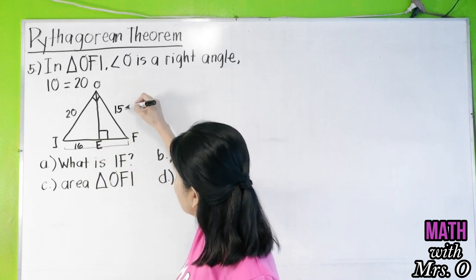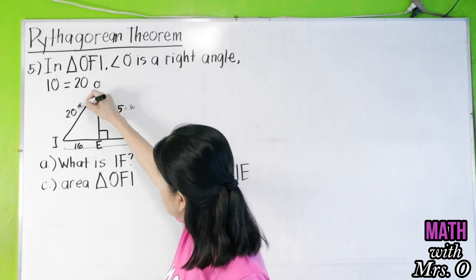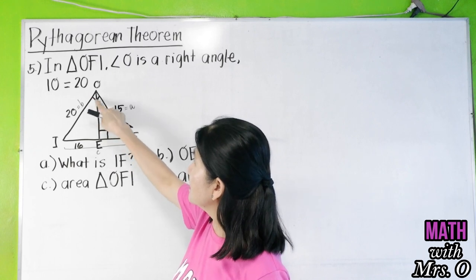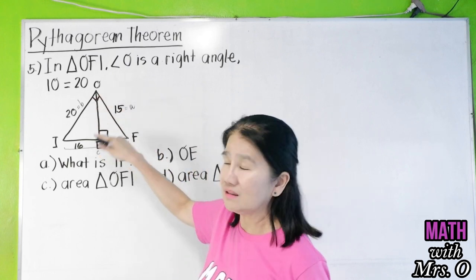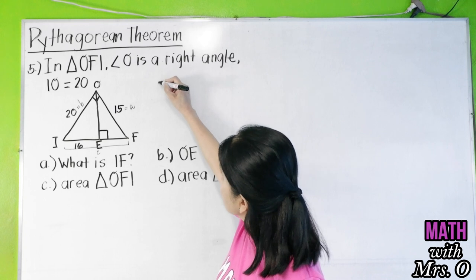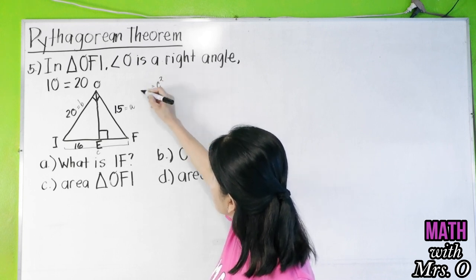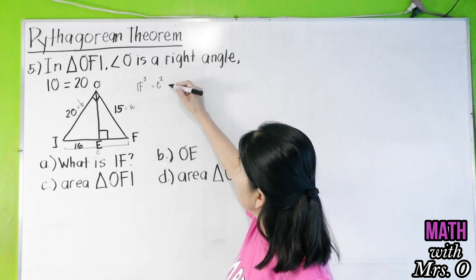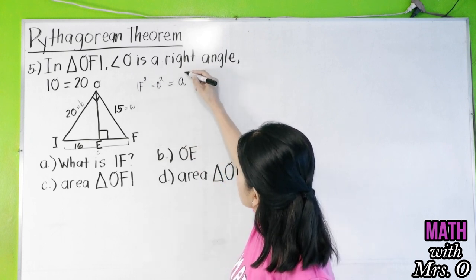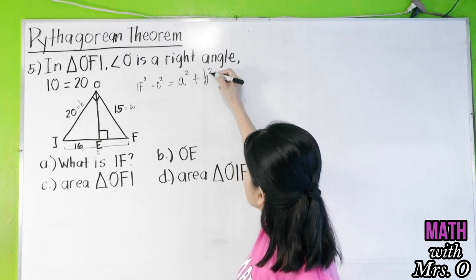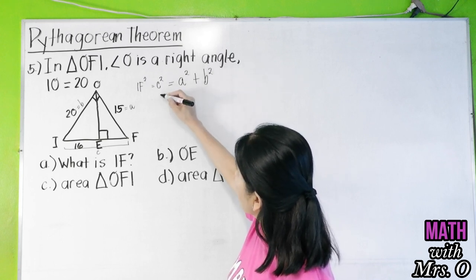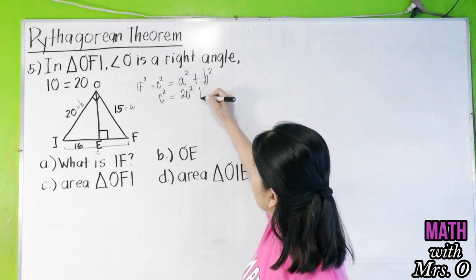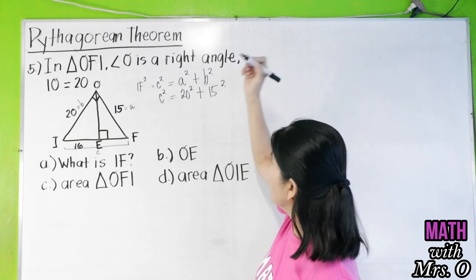Let us let this be A, we let this be B, and this is our C. How did we know that this is C? Because it is opposite the right angle. So therefore, we have here C squared, which is actually IF squared, is equal to A squared plus B squared. C squared or IF squared is equal to 20 squared plus 15 squared.